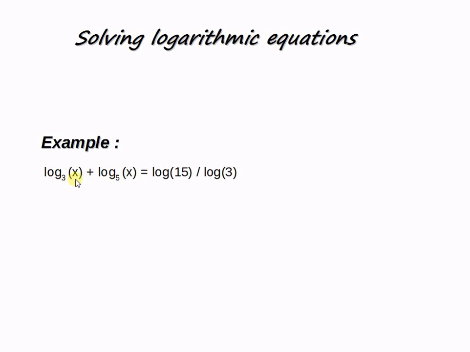Log base 3 of x plus log base 5 of x is equal to common log of 15 over common log of 3. And this is a quick reminder, guys: whenever you come across a logarithm without the base, as in our example on the right hand side of the equation, this usually means that this is a base 10 logarithm and it is called the common logarithm. So our log of 15 is actually log base 10 of 15, and the same thing applies to log of 3.